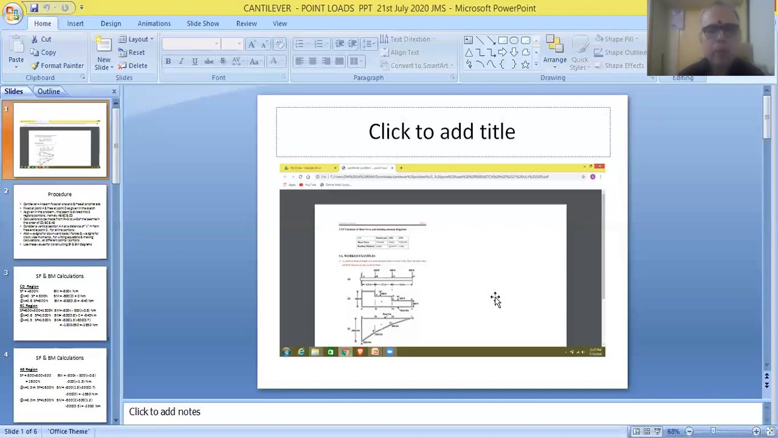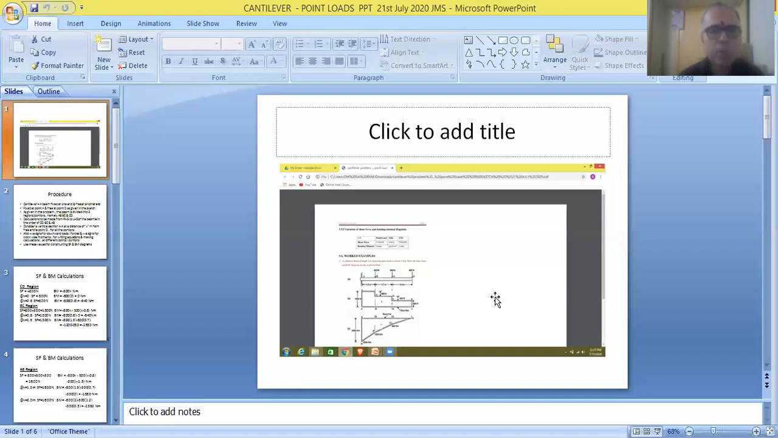So this is the data that is given in the problem. The fixed end of the beam will be shown in the problem. The free end of the beam will be shown in the problem. Individual distances will be given between various points, and if you add up all the distances, you will get the total length of the beam.